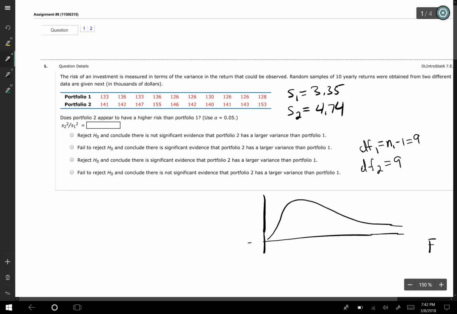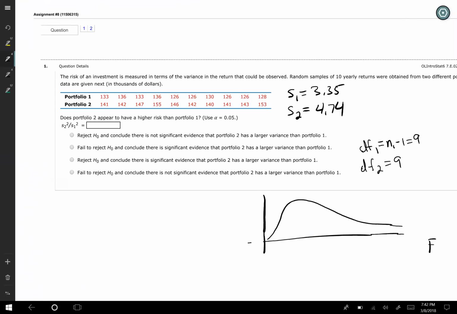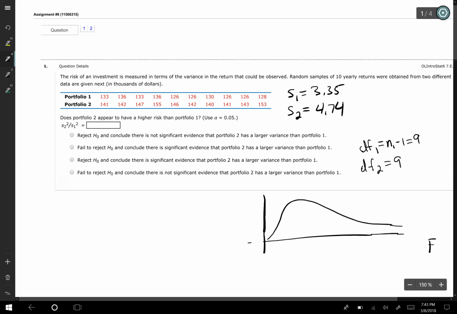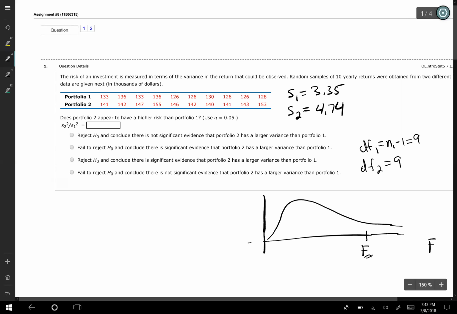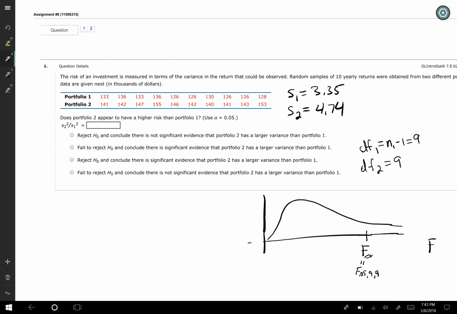Okay, so DF1 and DF2 are 9. So we're going to want to find... Oh, it's going to be in the right tail. Okay, so when I looked that up, this was the question I had. When I looked it up on the chart with F sub 0.05, 9, and 9, it was 3.18. And that was what I guess it wanted me to figure out in the question.